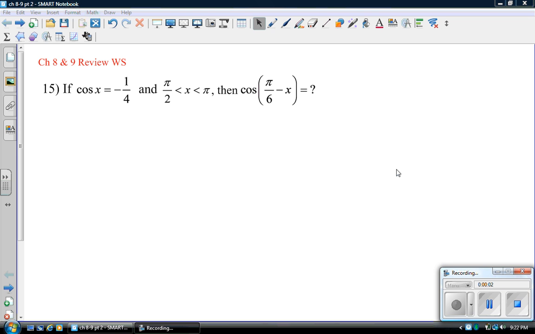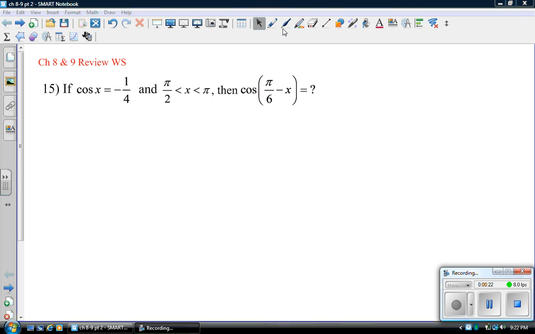Okay, math analysis. This is the chapter 8 and 9 review. This is the second part. I'm going to do problems 15, 16, and 18. First one, problem 15. We have to find this. This is a cosine subtraction identity.